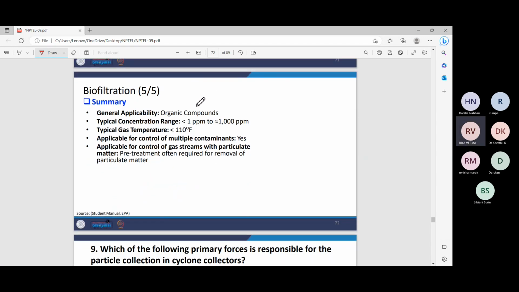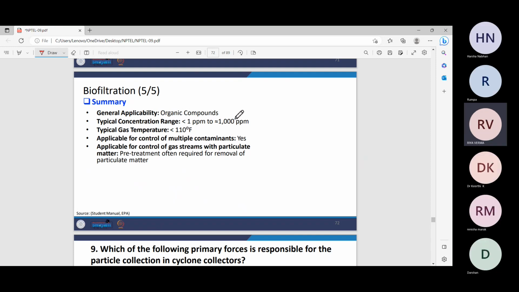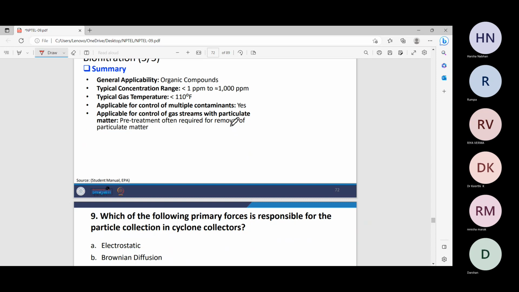So the summary of this biofilter includes: the general applicability is generally for organic compounds, and the typical concentration is less than 1 ppm to approximately 1000 ppm. The gas temperature is generally 110 degrees Fahrenheit, and it is applicable for control of multiple contaminants. It's also used for the control of gas streams with particulate matter, but pre-treatment is often required for the removal of those particulate matters.